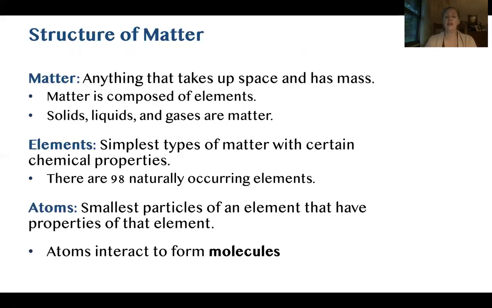So matter is anything that takes up space and has mass. It's composed of elements, and those elements can be in the forms of solids, liquids, or gases. Elements are the simplest types of matter that have specific chemical properties. There are 98 naturally occurring elements. The elements are made up of atoms. Atoms are the smallest particles that an element can have that has the properties of those elements. The atoms can then interact to form molecules.